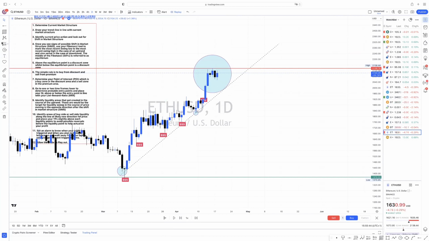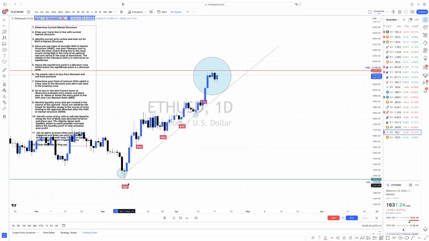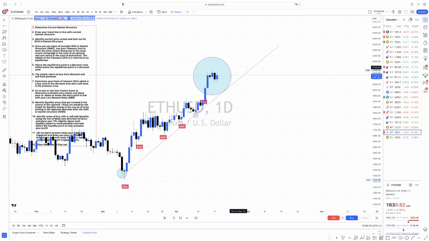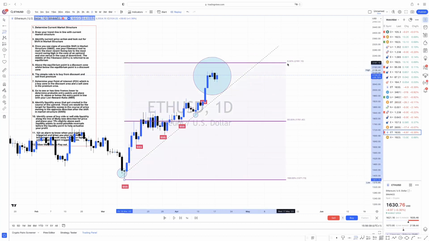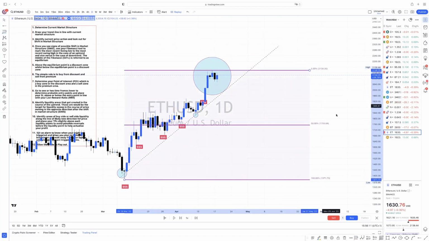I would pick my Fibonacci tool, which is here. I will take it for the previous low. Let me just take this out so that I can see the previous low. Let me take this out as well, so I don't get my chart cluttered. So I will take it from the previous low. I will look at it from there. I will take it from the previous swing low, and I will take it to the swing high.